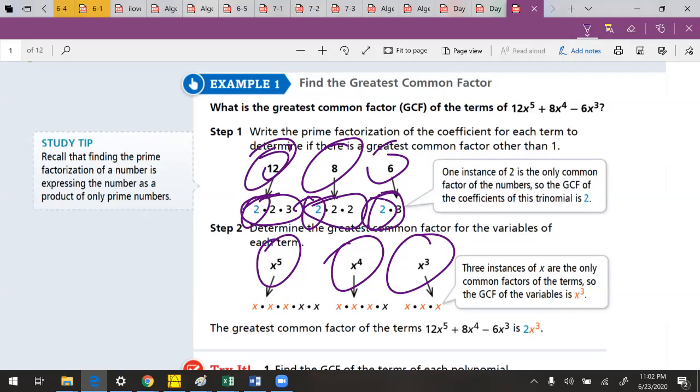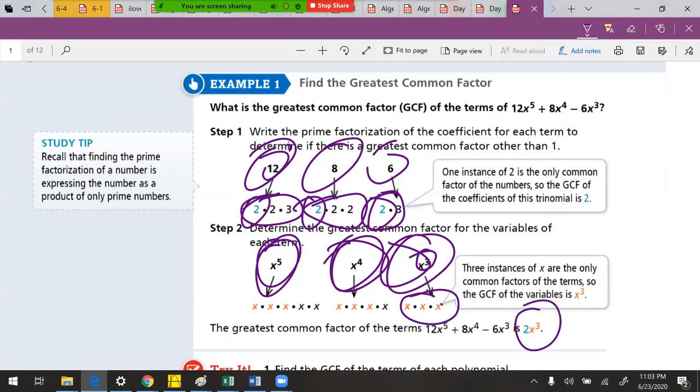And then when we talk about the x's, 5, 4, and 3, we always take the smallest exponent because that's the most that we'll have in common for all of these. So we put these together, there you go, 2x cubed, okay?